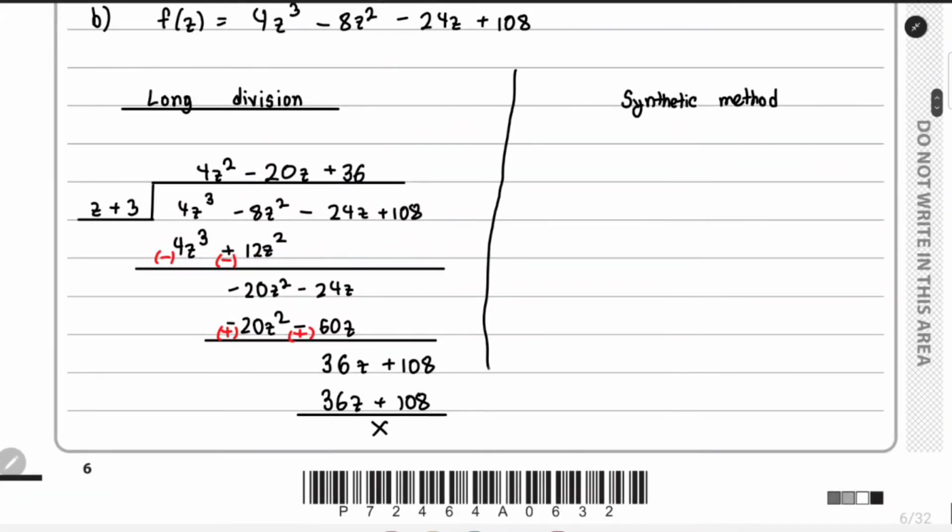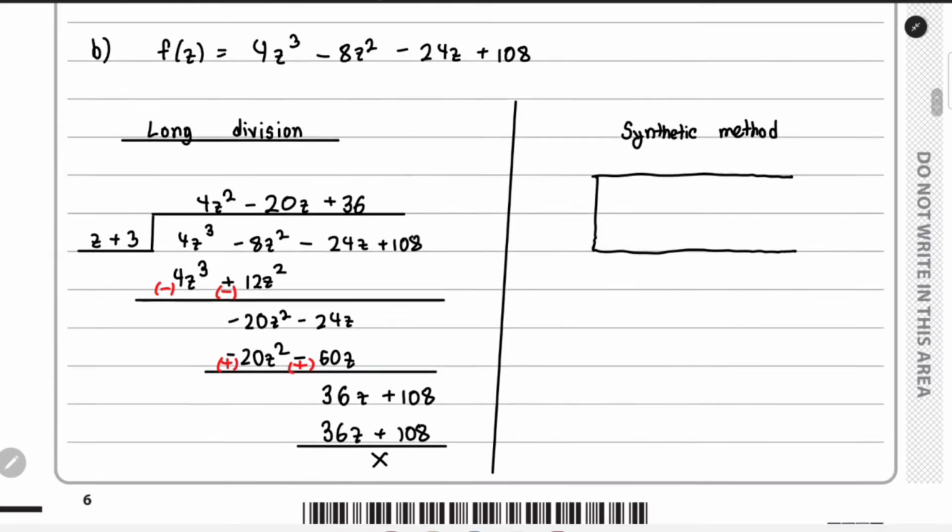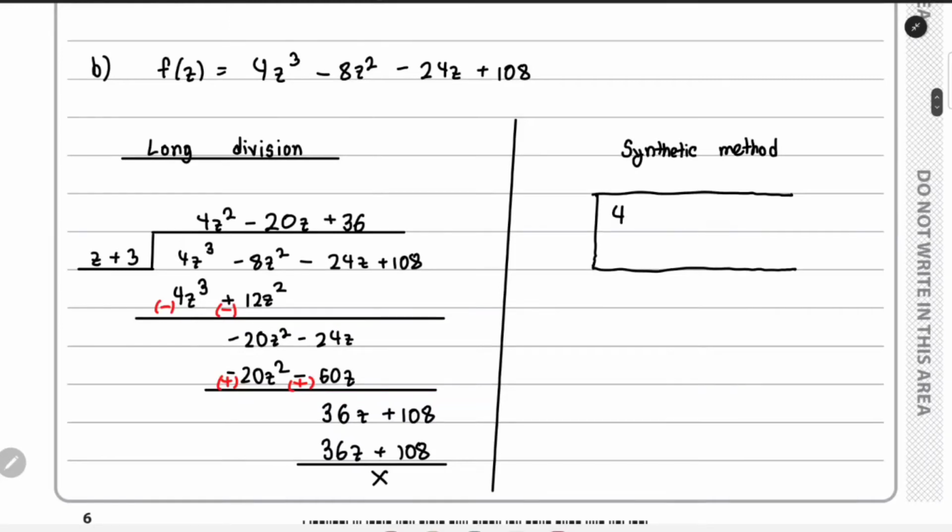Now if you want to use the synthetic method, you don't have to know this method, you can skip ahead if you don't want to use this. So I'll write down the terms over here of the equation. So 4 minus 8 minus 24 and 108, and I'll write down the root we are using, minus 3.